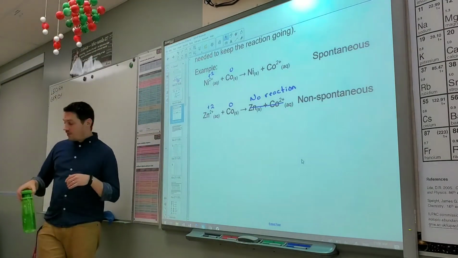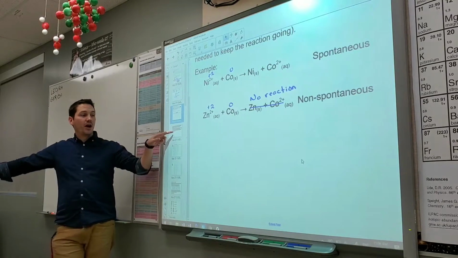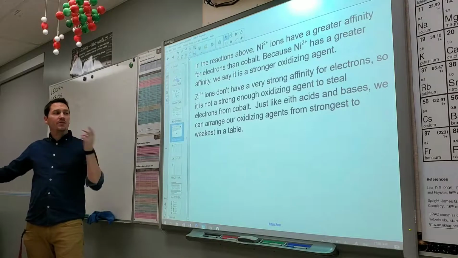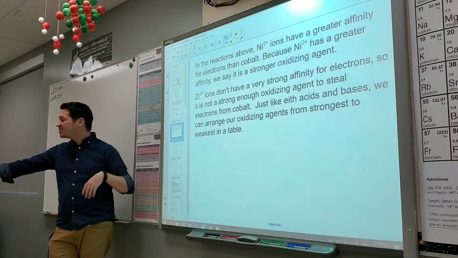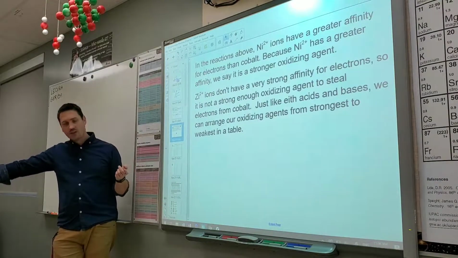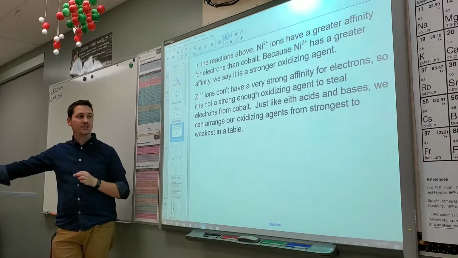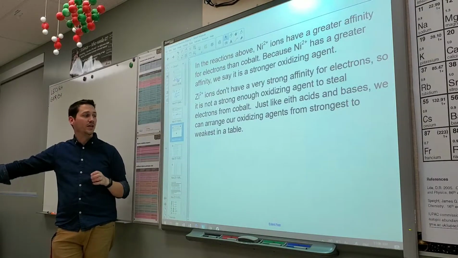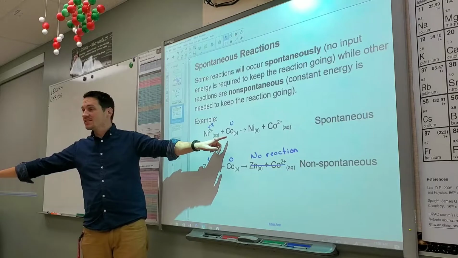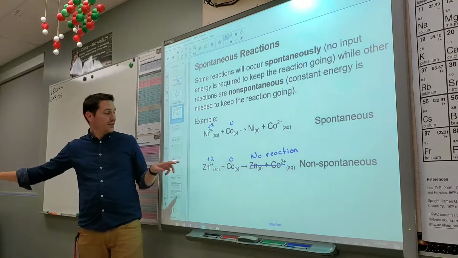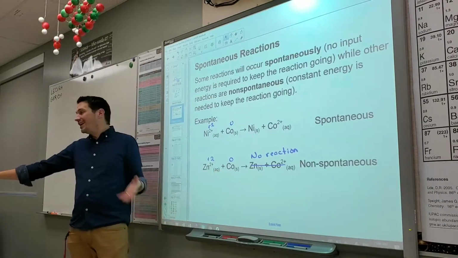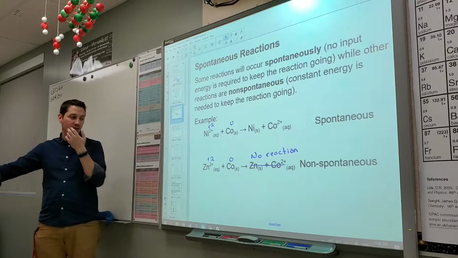Now, there's a way for us to predict whether or not a reaction is spontaneous or non-spontaneous. So in the reactions above, nickel ions have a greater affinity, and affinity is just like a greater relationship or attraction, for electrons than the cobalt. Because nickel has a greater affinity, we say it is a stronger oxidizing agent. So in here, the nickel has a greater affinity for the electrons, so it will steal cobalt's electrons. In the second example, zinc doesn't have as great an affinity as cobalt, so it's unable to steal the electrons.